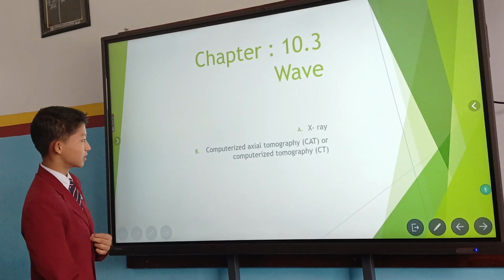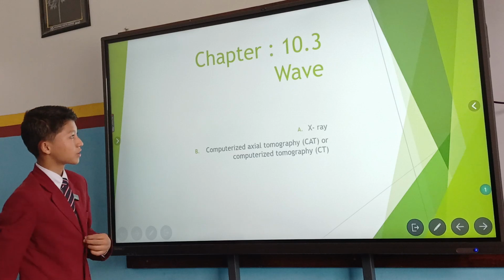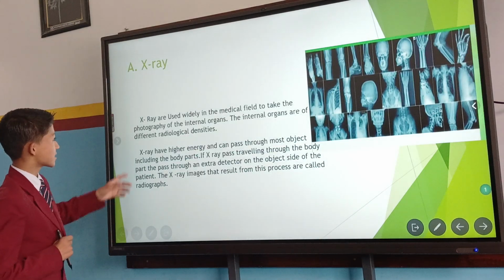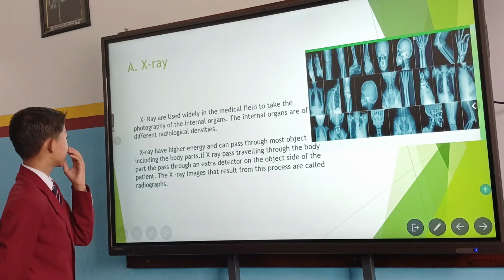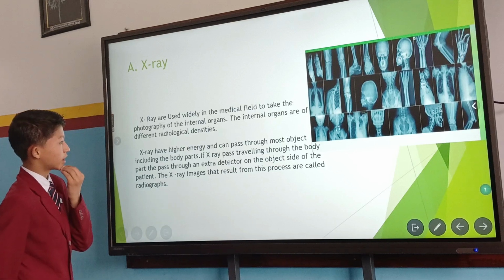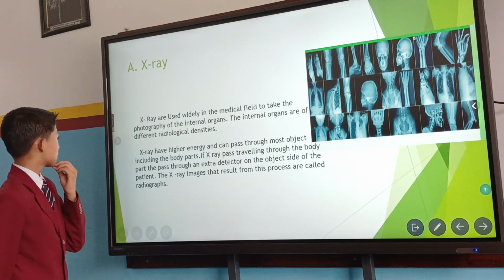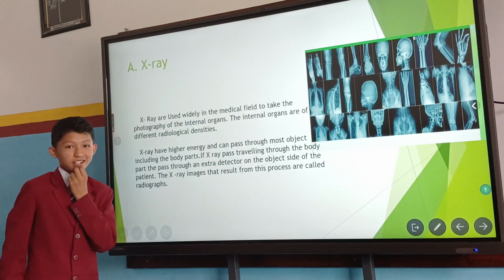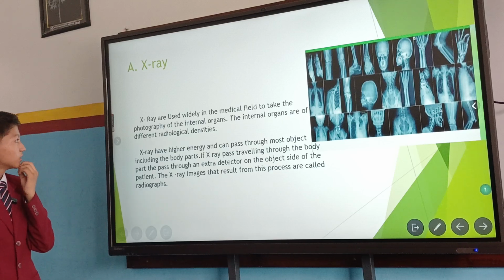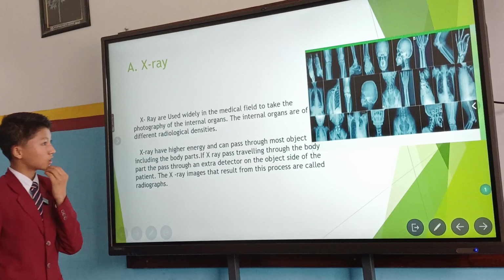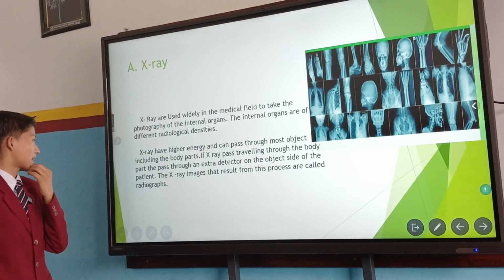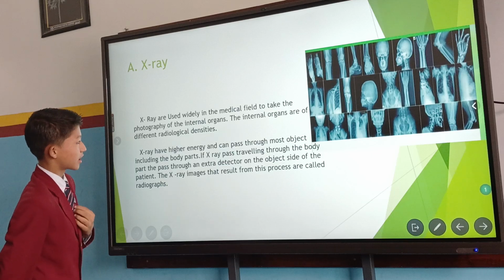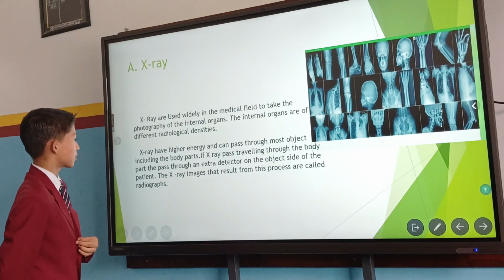X-ray is a machine in which we can find our crack bones, etc. X-ray are used widely in medical fields to take a photography of the internal organ. The internal organ are the different radiology densities. Basically, X-ray are used in the medical field to find out whether our internal bone are cracked or break or not. X-ray have higher energy and can pass through most objects, including the body parts.